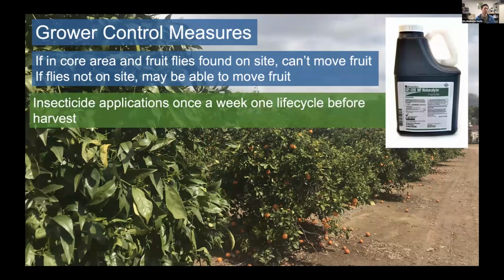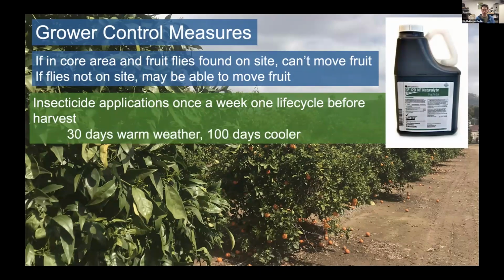For the most part, that means insecticide applications once a week, one fruit fly life cycle before harvest. This again varies on temperature, but generally speaking, that means 30 days in warm weather or 100 days if it's cooler. If, for example, a quarantine started and you don't have time to do insecticide applications once a week, one life cycle before harvest, you might just be out of luck and you might not be able to move your fruits. So in most cases, you're going to be okay, but it is something to be aware of.